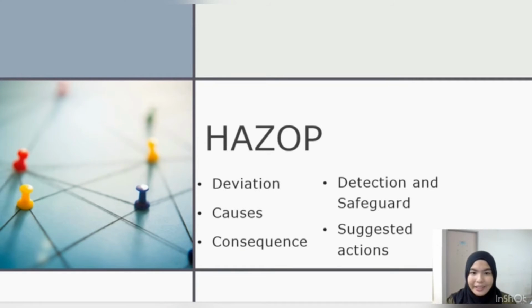Assalamualaikum and good day. I'm Nur Najah binti Ahmad. So I would like to continue for the next part of this presentation, which is hazard. In this section, we will discuss 5 parts, which are deviation, causes, consequence, detection and safeguard, and lastly, suggested action.